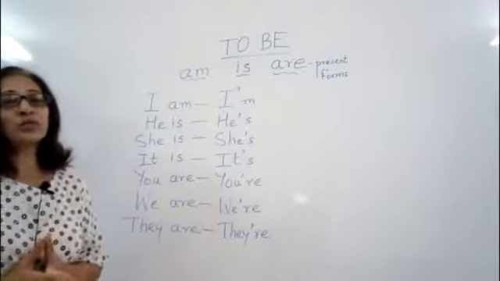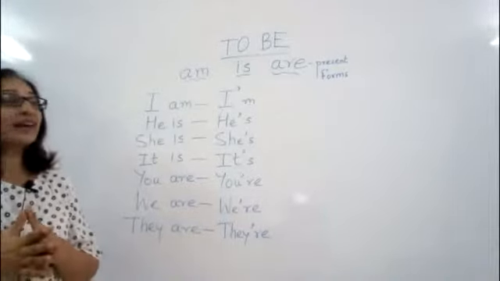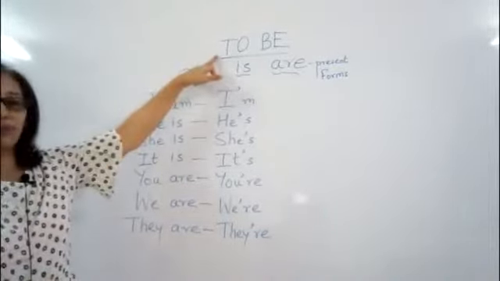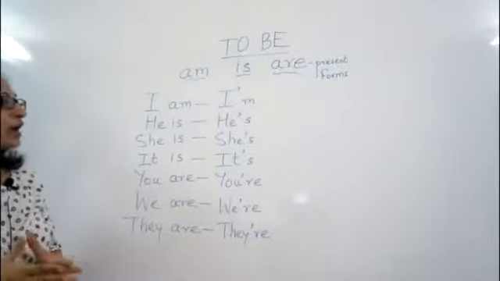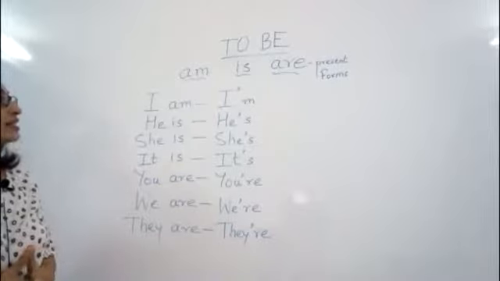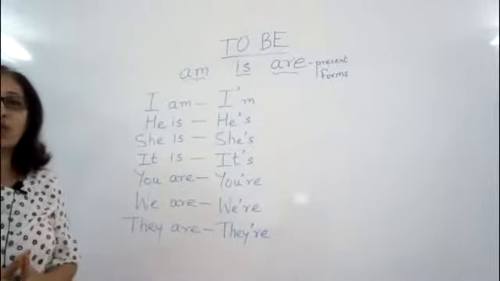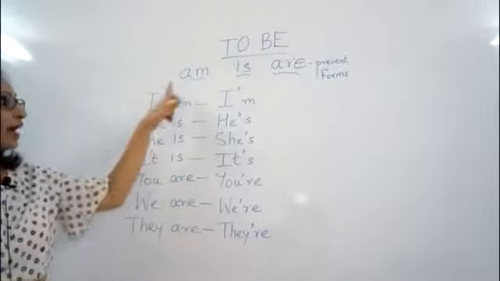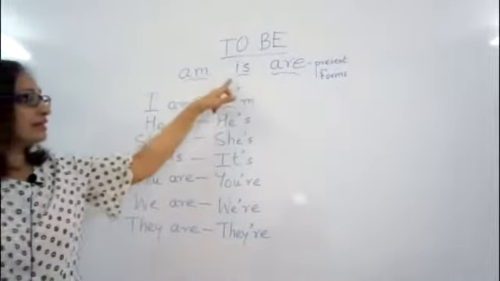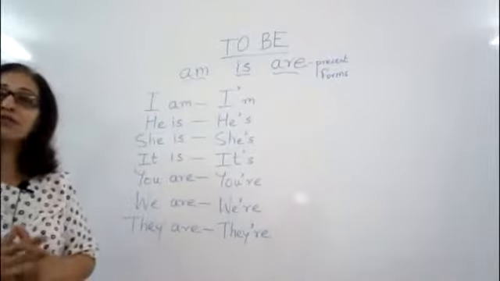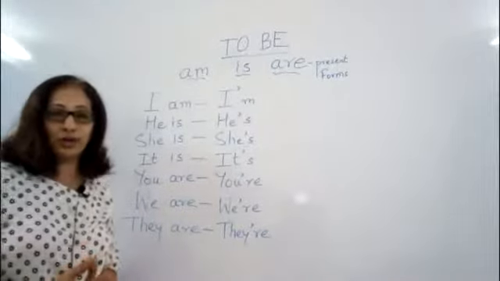Today we are going to have a look at the verb to be. Okay, the verb to be. Now we are going to have a look at the present forms of the verb to be. Am, is, are. Okay, am, is, are are the present forms of the verb to be.